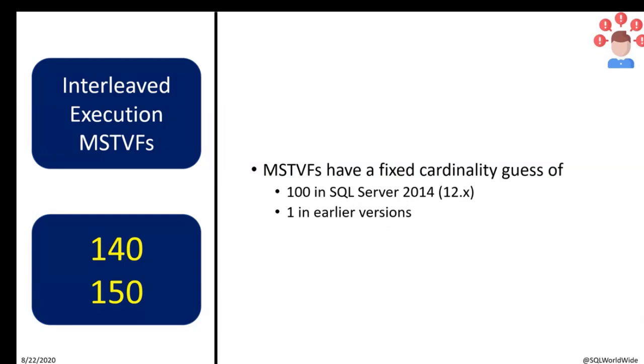Multi-statement table valued functions. This was another problem similar to what I just talked about with table variables. Up to SQL Server 2012, it will always estimate one row. From 2014, they changed that number from 1 to 100. Still, you go through the same problem, right? Because your function can qualify for a large set of rows, but the cardinality estimator doesn't see that.